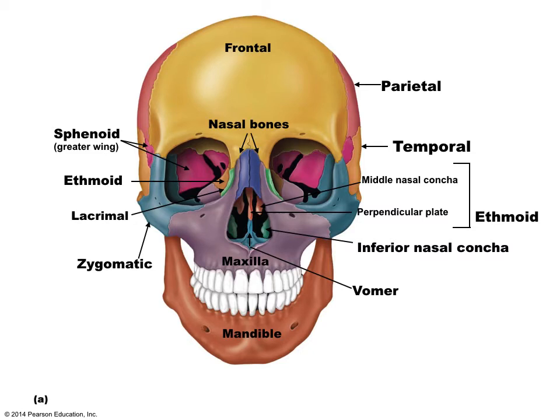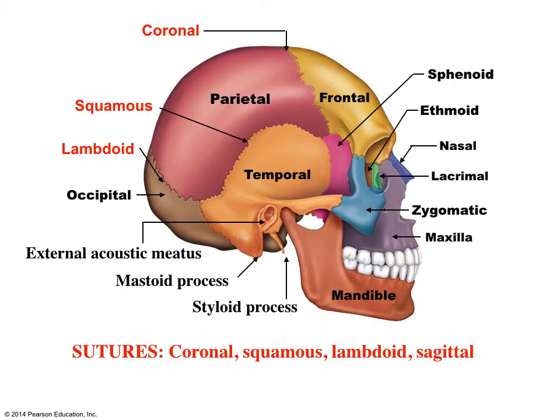Two nasal bones anchor the root of the nose. Within the orbits are structures that we will cover in later slides.